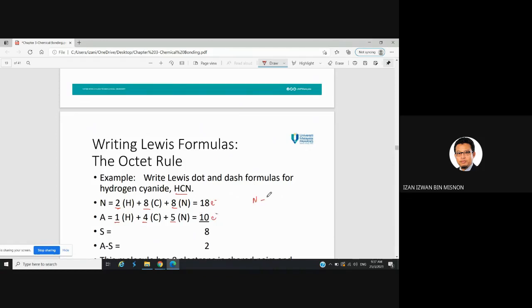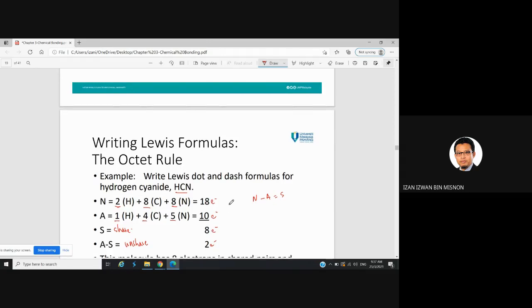Since the formula is N minus A equals S, then S will be 18 minus 10, we have 8. This is the shared electrons. For unshared, it is A minus S. 10 minus 8, we have 2 electrons. So we have this rough idea to draw the Lewis dot structure.